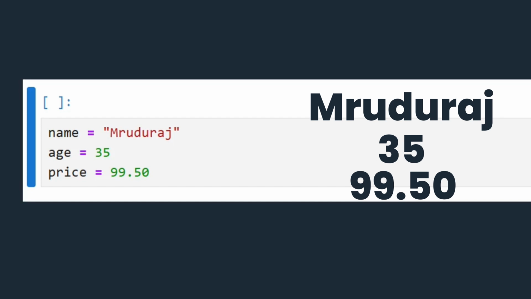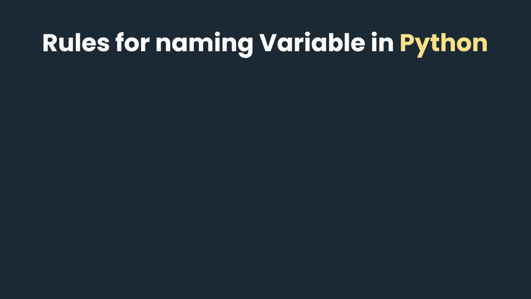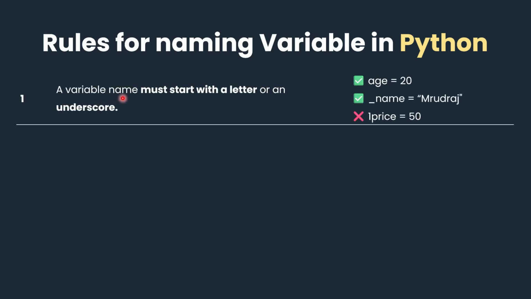Now, when you name a variable, there is a certain set of rules which you are supposed to follow. The first rule is that a variable name must start with a letter or an underscore. Here you can see the example. This age starts with the letter A, which is perfectly fine. This starts with an underscore, which is also fine. But this variable starts with the numeric 1, which is not allowed.